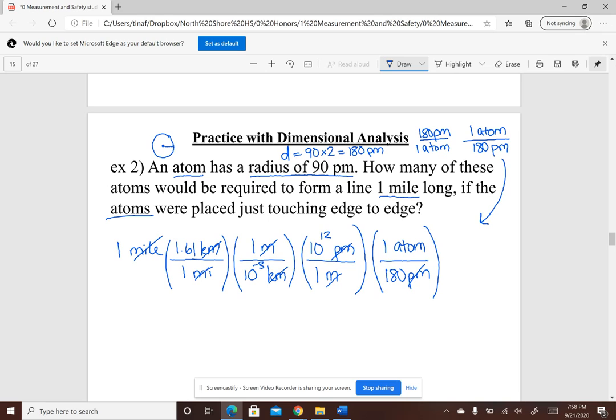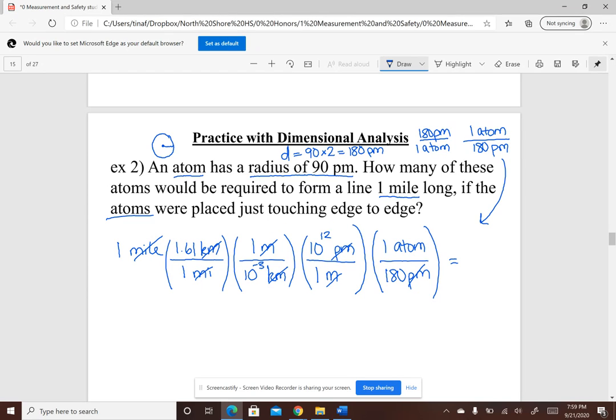Okay, so if I plug this in my calculator and multiply across the top, you're going to do 1 times 1.61 times 1 times 10 to the 12 times 1, hit equals. Then you're going to divide by everything on the bottom. Divide by 1 equals. Divide by 10 to the negative 3 equals. Divide by 1 equals.